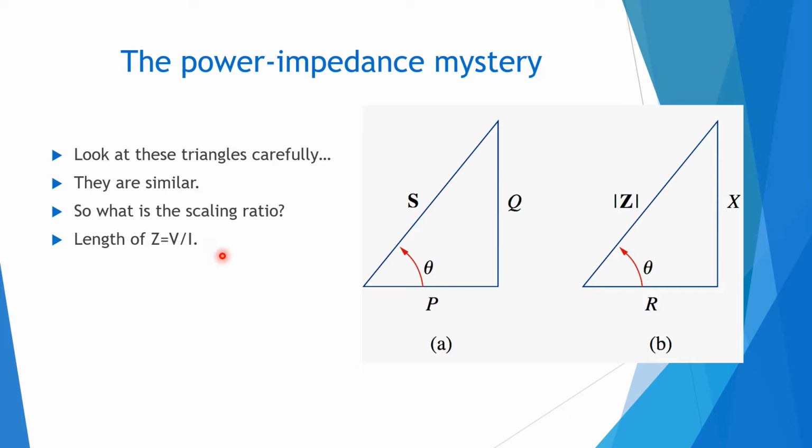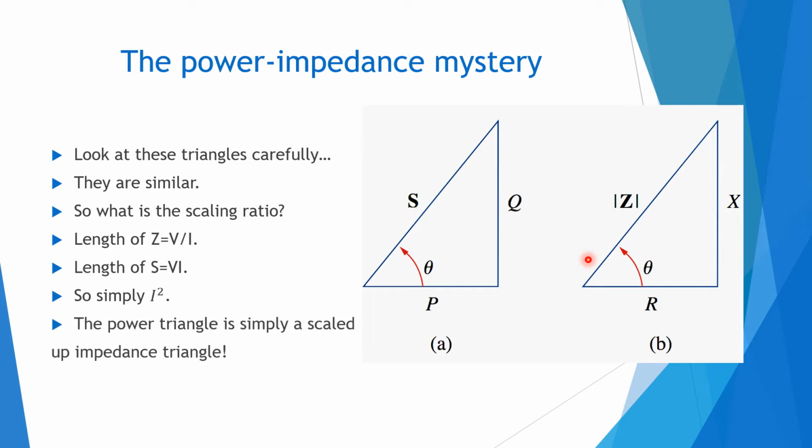Remember, now we are talking about RMS quantities. We have not put tildes over their heads. So we are talking about the RMS values of the phasors. Similarly, S is VI. So that means that S over Z must simply be I squared. So the scaling factor is simply the square of the magnitude of the current phasor RMS. And observe that this means that the power triangle is simply a phased up impedance triangle. They are both similar. It's just like you have scaled it up.